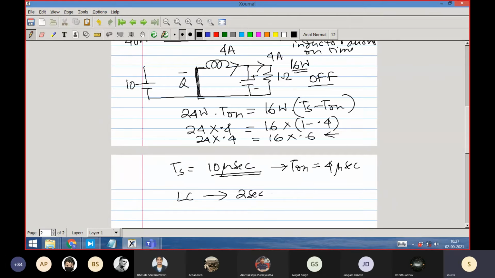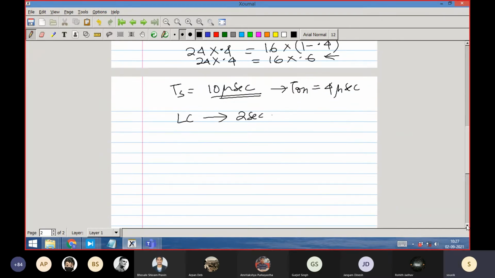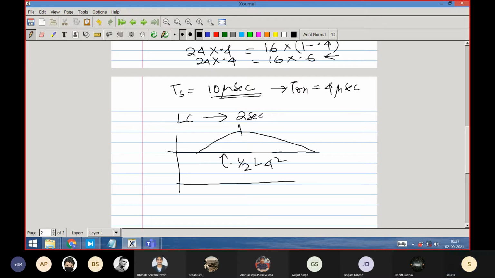Its energy level, if I look at it in a conceptual manner, corresponds to half L into 4 square. Then during the period, from this level, it is going up during on time, and during off time, it is going down. So this is the on time. This is the T on.